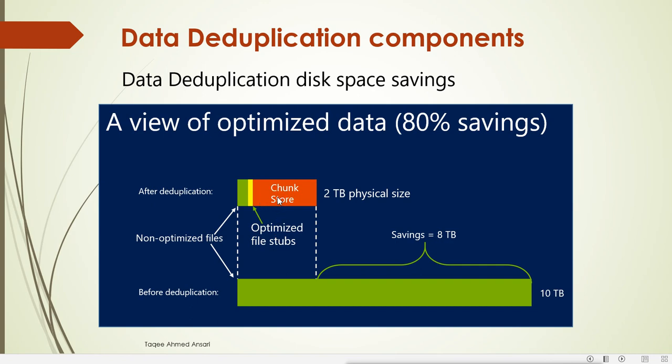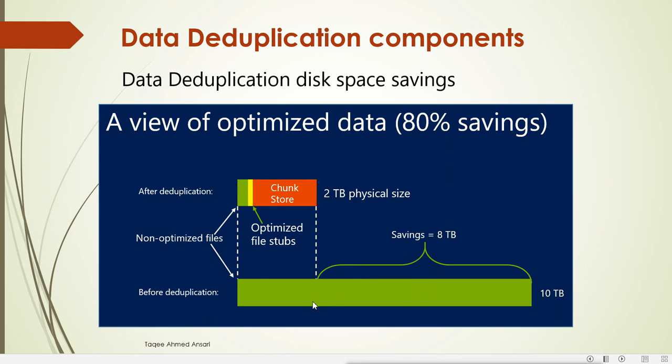And after deduplication, the physical size can be reduced to 2 TB, saving 8 TB, and it will become only 2 TB. So this 10 TB of data can be stored in only 2 TB because it has some duplicate files. So it can save 80%. Now it depends on the data how much it can save. It can save a lot of data based on the duplicate data.